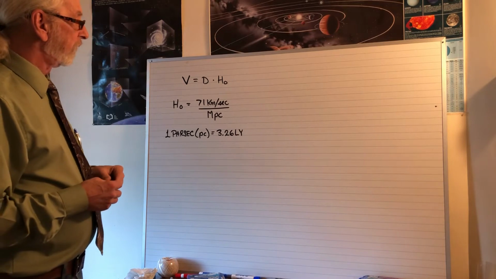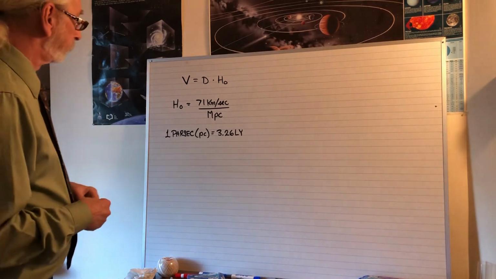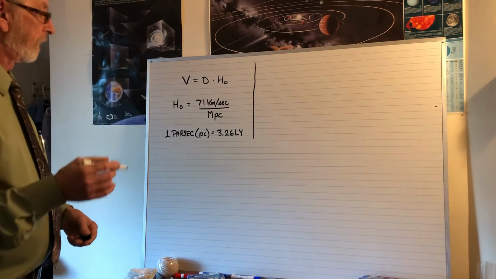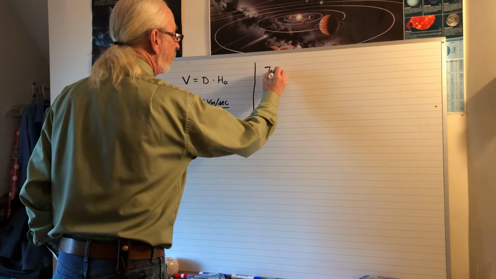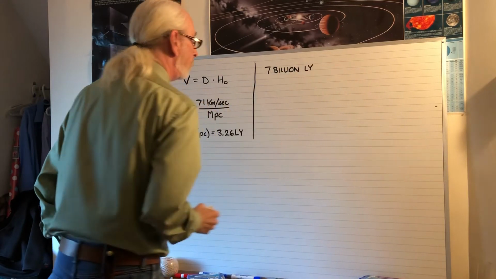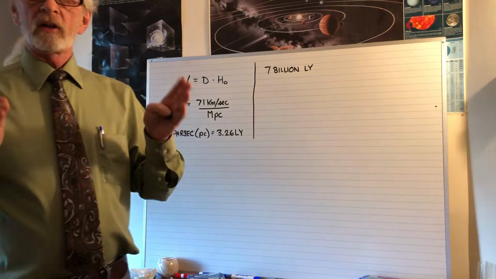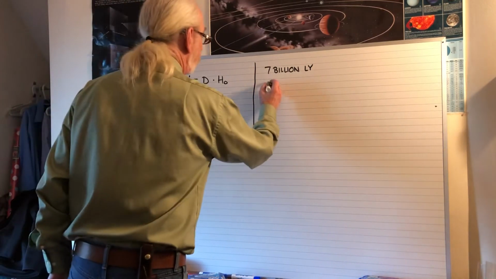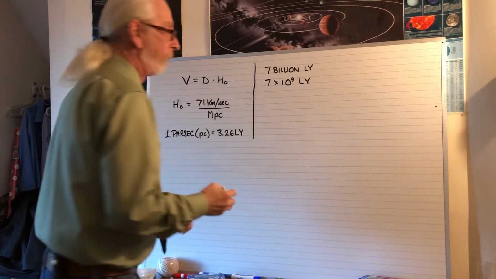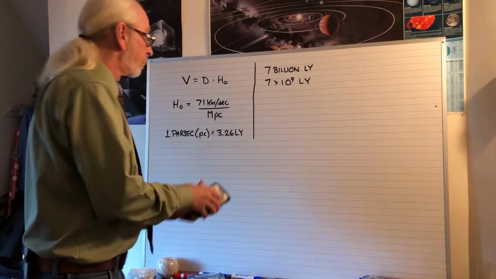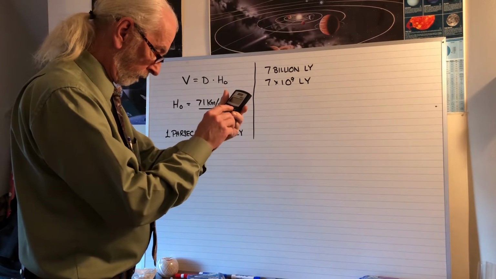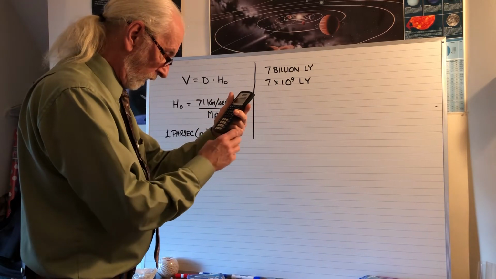So a way to get a feel for this is to actually play with an example. Let's say that we discover an object, say a galaxy, that is 7 billion light years away. All right. And using the Hubble law, let's find out how fast it's moving away from us. So we change that to 7 times 10 to the 9th light years. And now we're going to convert light years into parsecs. Very simple. We're just going to take 7 and divide it by 3.26. And I got 2.147.